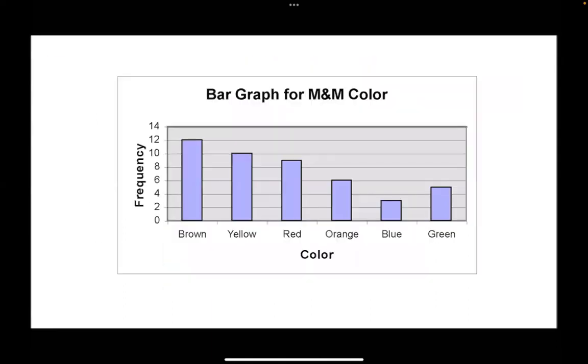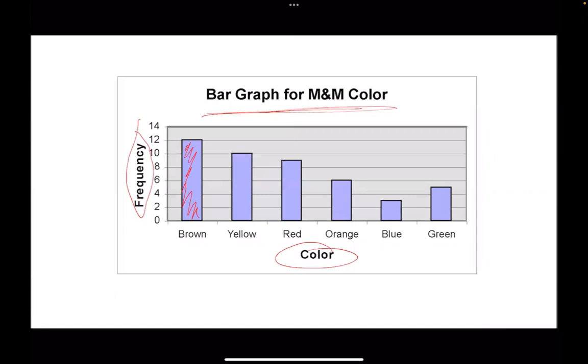Just a second here. So here is my frequency bar graph for M&Ms. Remember I had 12 brown M&Ms. So my little bar here goes up to 12. Make sure when you are creating a graph that you label both the horizontal and the vertical axis, and you need to have a title up there. Make sure you are labeling. You will lose points for not labeling.